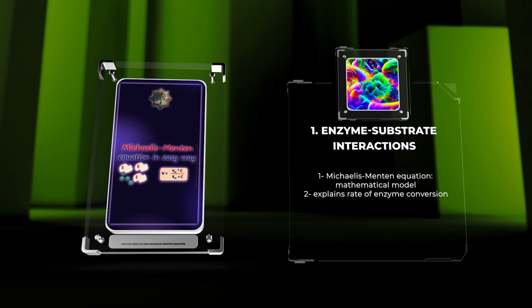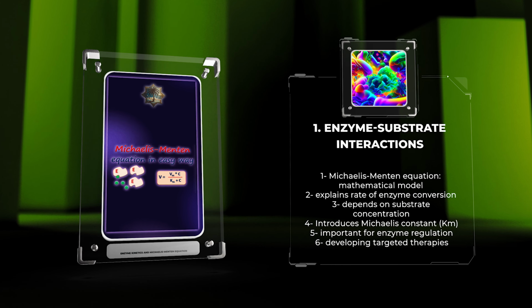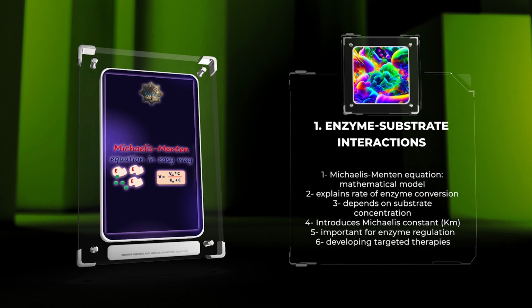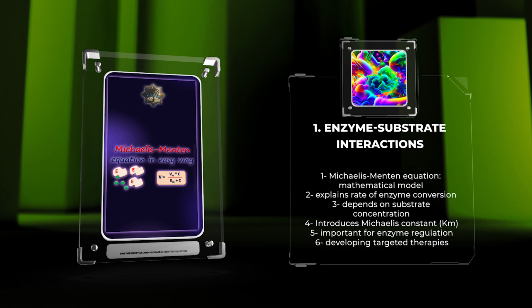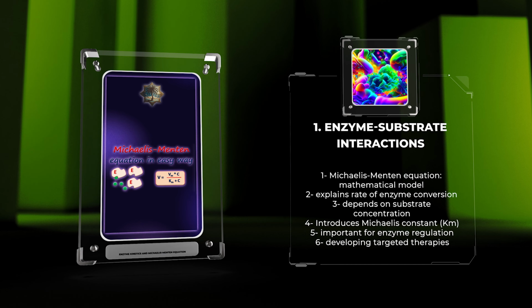Let's get started. The Michaelis Menten equation is a mathematical model that explains how the rate at which an enzyme converts substrate to product depends on substrate concentration. It introduces the Michaelis constant, Km, representing substrate concentration at which the enzyme is working at half its maximum velocity. This knowledge is important for understanding enzyme regulation and developing targeted therapies.